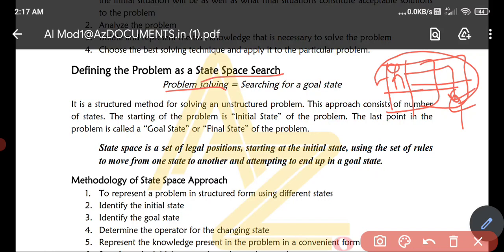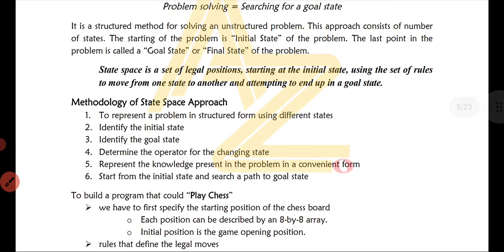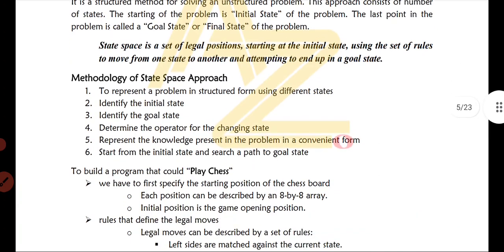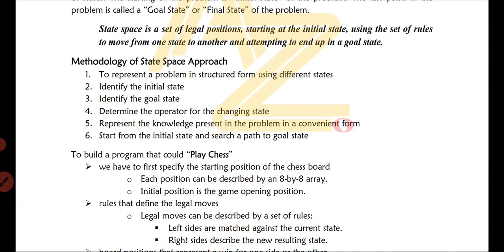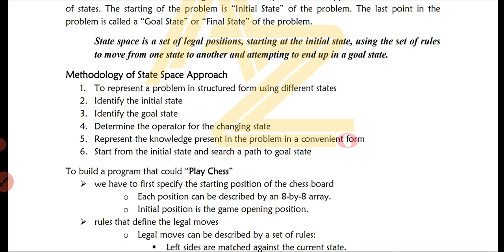So in order to solve, the methodology of the state space approach is nothing but identifying the final state. We will start with the initial position and we will end at the goal state or the final position. So for the methodology of the state space approach, that means to identify the state space, we follow a few steps.